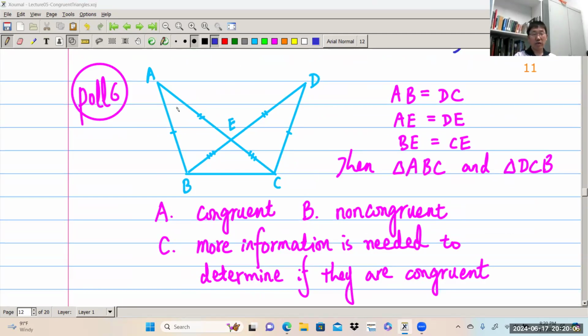Problem number 6. AB is congruent to DC. AE is congruent to DE, and DE is congruent to CE. Now, how about this triangle? Triangle ABC is a big triangle, and the other big triangle is DCB. Do you think they are congruent or non-congruent, or you need more information to determine if they are congruent or not? When you choose your answer, you should have a reason for that. In another word, you can prove your conclusion. And in today's homework, you are going to construct a lot of proofs.